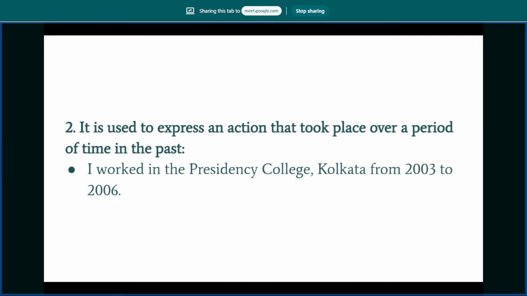Right? Now, next, when do we use our simple past tense? It is also used to talk about an action that took place over a period of time in the past. मतलब हम क्या बोल रहे हैं, एक पॉइंट पे वो एक्शन स्टार्ट हुआ एंड एक पॉइंट पे वो खत्म हो गया, बट अगेन वो पास्ट में एक्शन खत्म हो गया है. I worked in the Presidency College Kolkata from 2003 to 2006. सेम वे वी कैन से I lived in ___ place from this time to this time, बट अगेन वो पास्ट में एक्शन खत्म हो गया है.